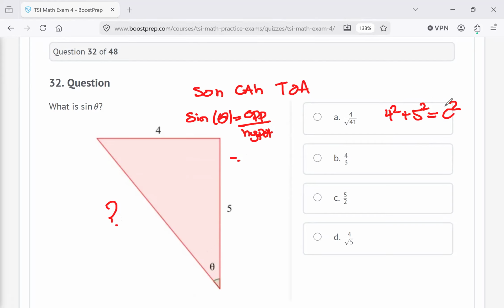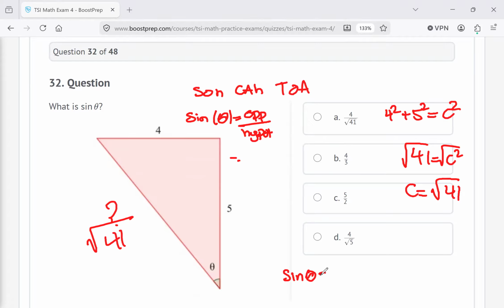Then calculator, that's 41 equals c squared. Take the square root, c is square root of 41. So what is the sine theta? Sine theta is opposite over hypotenuse. So opposite is 4, and then the hypotenuse is square root of 41. I guess they didn't rationalize it, but if you see your answer, it's the one.